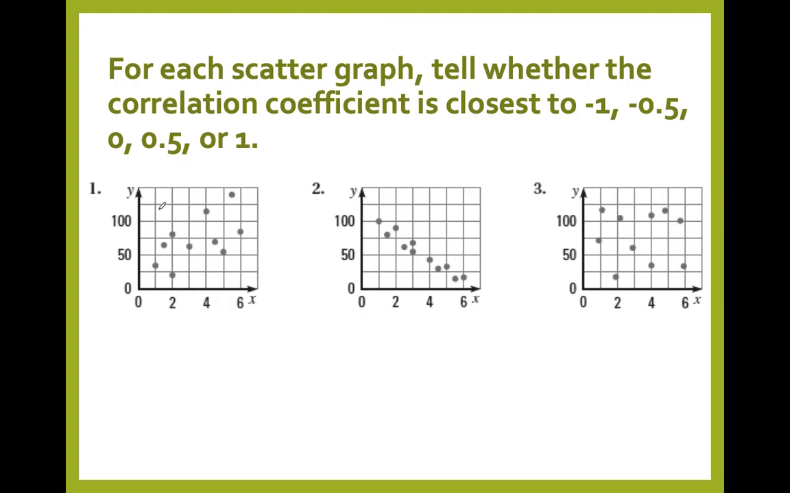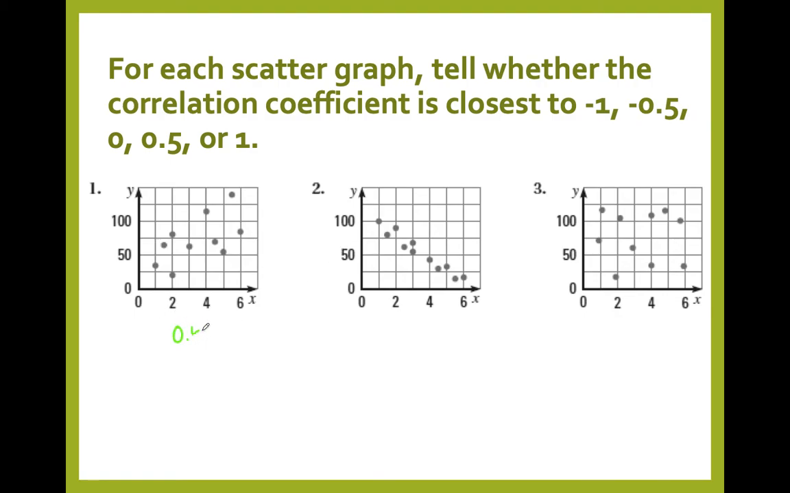So just as a few examples to kind of help you understand what I'm talking about, this says for each scatter graph, tell whether the correlation coefficient is closest to -1, -0.5, 0, 0.5, or 1. So I want you to just try each of these. The first one would be closest to 0.5.